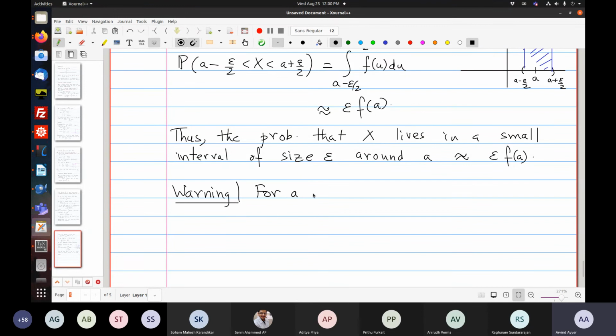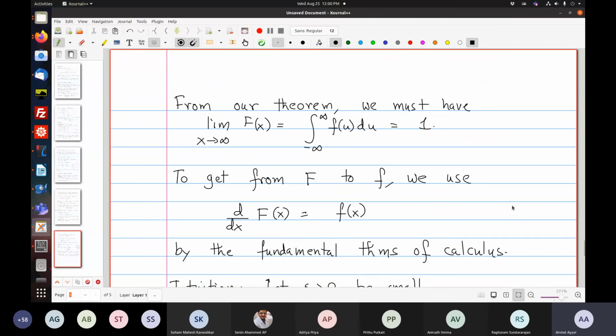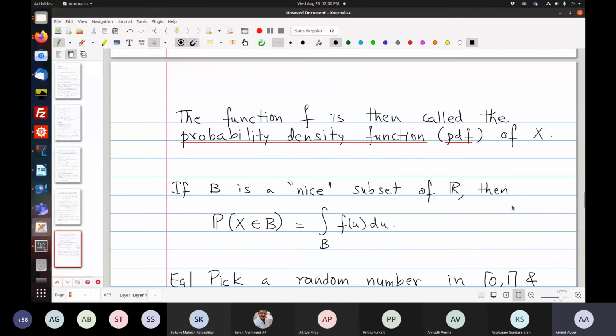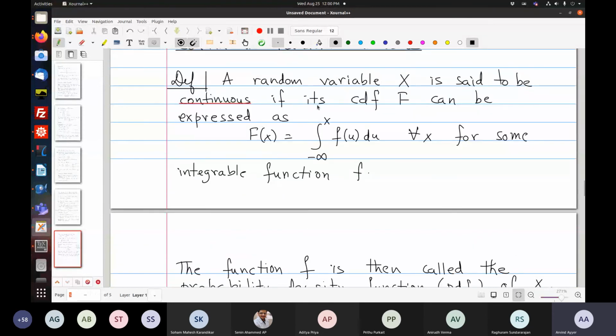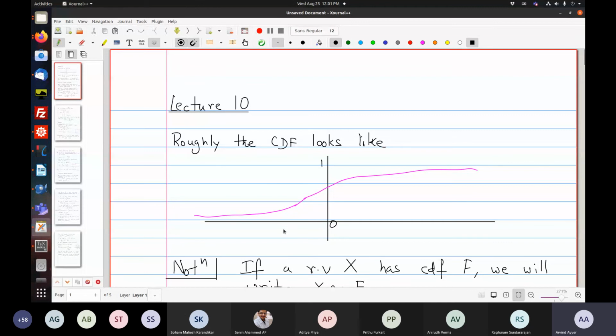For a continuous random variable x, x itself need not be a continuous function. Don't get confused between x and f. Okay? All we know from the definition of a continuous random variable is that its CDF can be written as an integral. And yes, our intuition says it should look roughly like this.